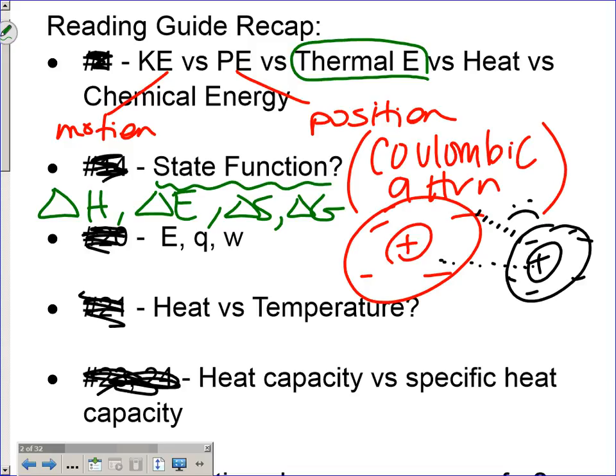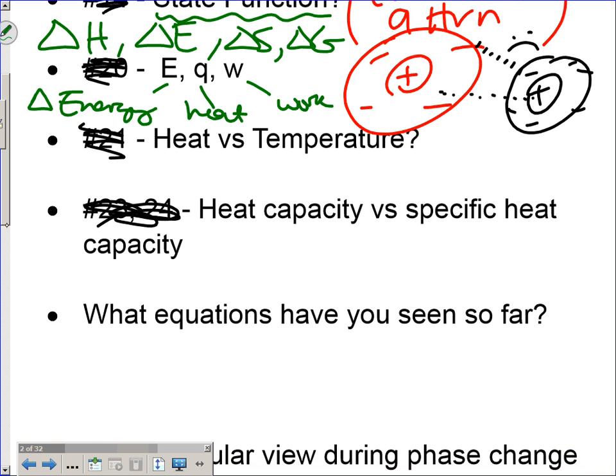Okay, E, Q, and W. What do each of these mean? E is energy, and energy is equal to Q plus W. It's actually delta E, but same. We're going to get to those equations shortly. What's Q? Heat. And what's W? Work. And work is equal to negative P delta V. We're going to talk about compression and expansion of gases and how that relates here shortly. Heat versus temperature, we're going to get to the definitions on that.